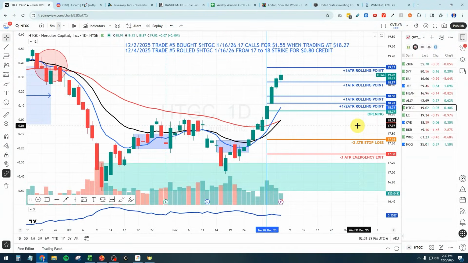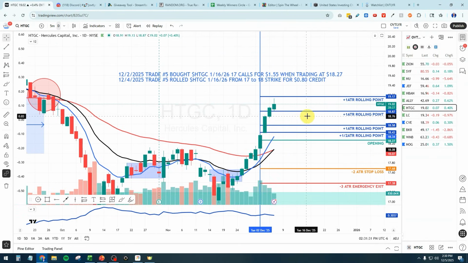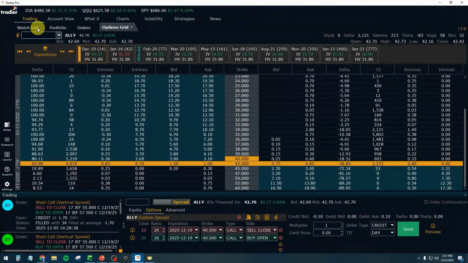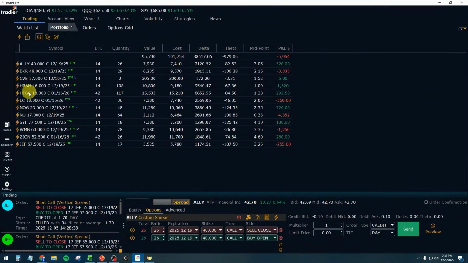HTGC. This one has been amazing. Rolled it once already so far. I would love to roll it again. Maybe we can. Let's take a look. I've already taken more than half of this trade off. Half the risk of the trade is off. Let's see if we can roll from the 18 to the 19. I don't know. Maybe we can, maybe we can't. Hit the Harry Potter button.